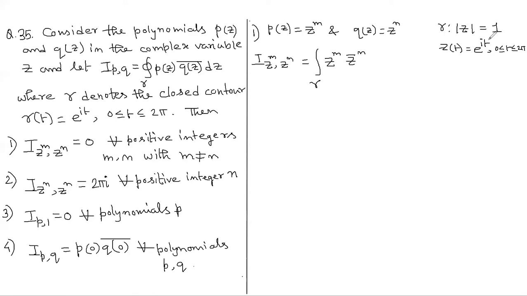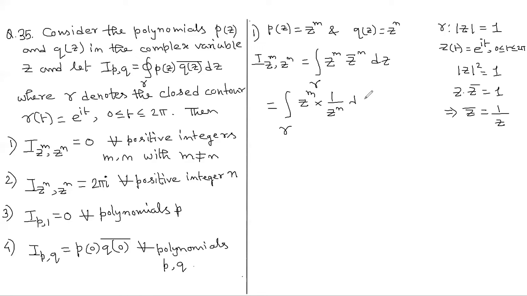Now since this is a circle, on the circle gamma we have mod z square equal to 1. So z into z bar is equal to 1. From this we get z bar equal to 1 by z. So here we can write this as the integral over gamma of z power m into 1 by z power n dz, which is equal to the integral over gamma of z power m minus n dz. Now the value of the integral depends on the values of m and n.